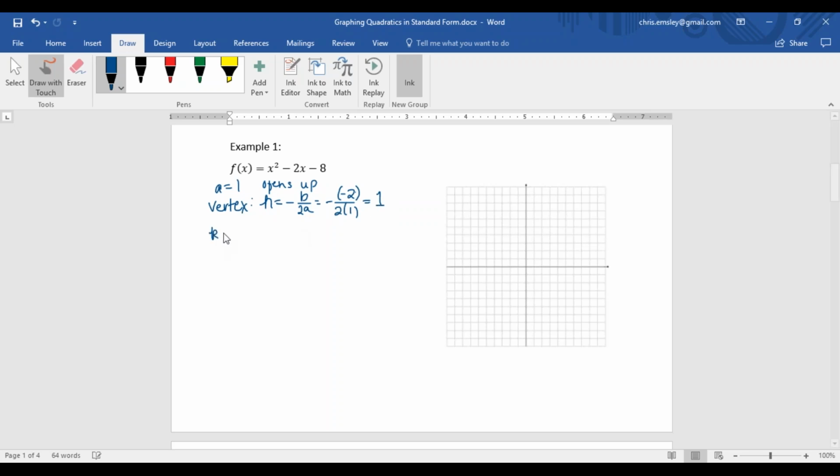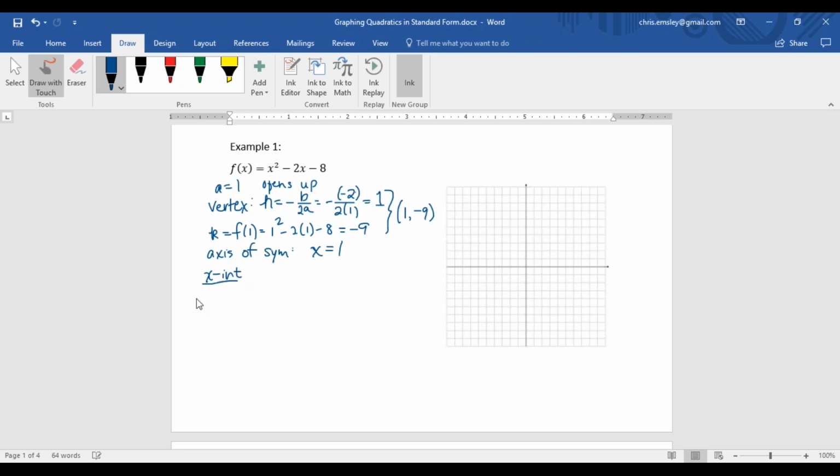To find k, we take that x value that we just calculated and plug it into our function. So we get 1 squared minus 2 times 1 minus 8, which gives us 1 minus 2 minus 8 is a negative 9. So our vertex is the point 1, negative 9. Our axis of symmetry is always a vertical line. So it's going to take the form x equals, and it will be the x coordinate of our vertex. So x equals 1 in this case. Then we'll want to look at our intercepts.